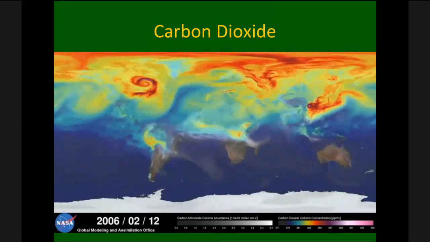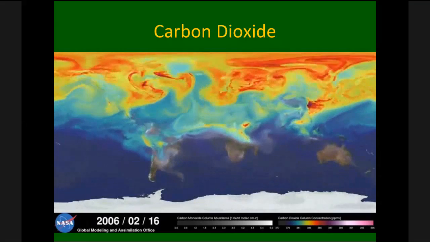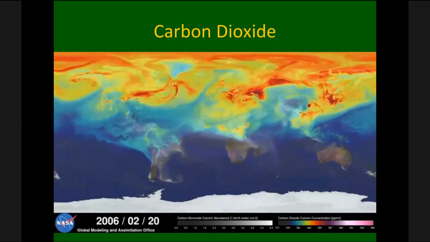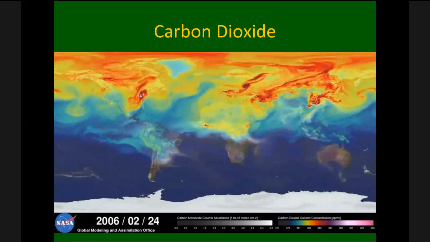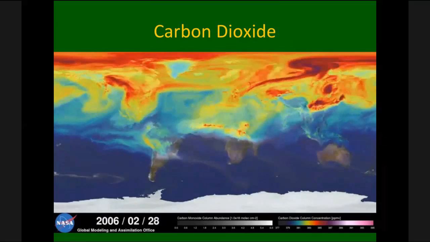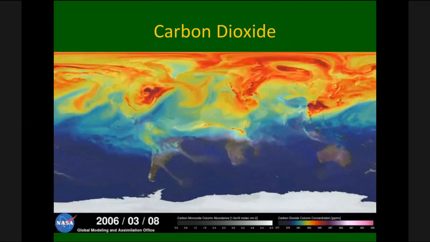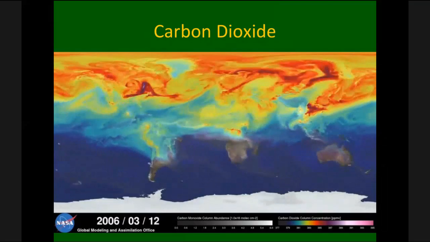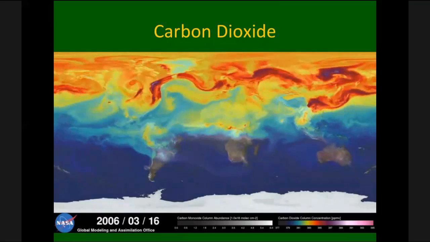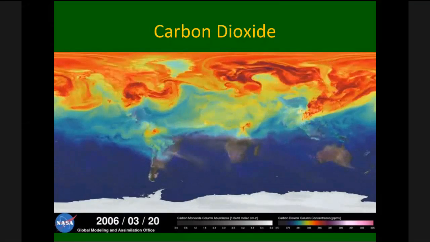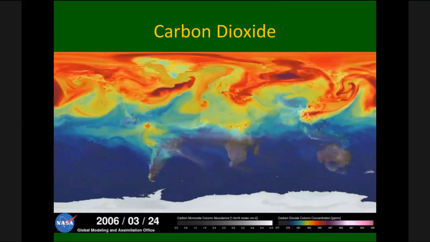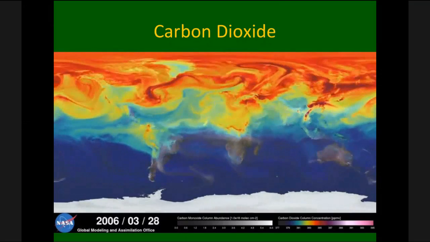Carbon dioxide is the most important greenhouse gas affected by human activity. About half of the carbon dioxide emitted from fossil fuel combustion remains in the atmosphere, while the other half is absorbed by natural land and ocean reservoirs. In the Northern Hemisphere, we see the highest concentrations are focused around major emission sources over North America, Europe, and Asia.